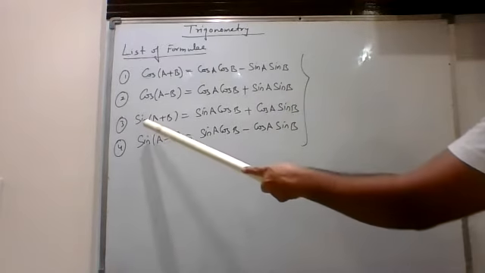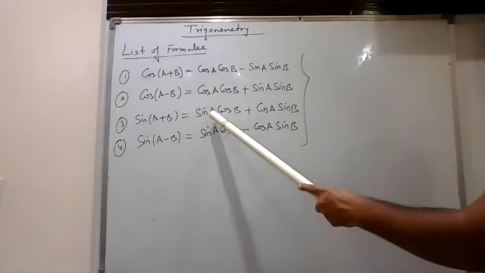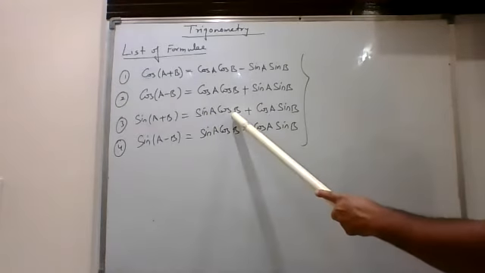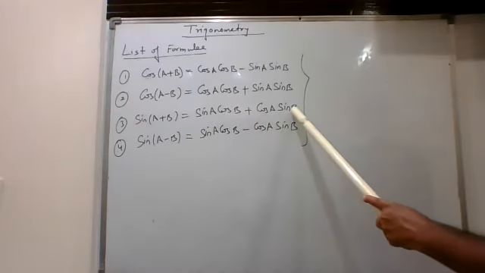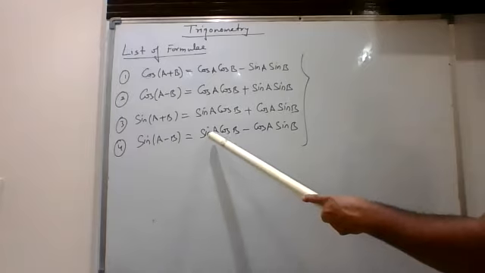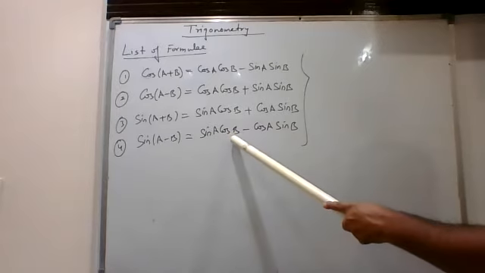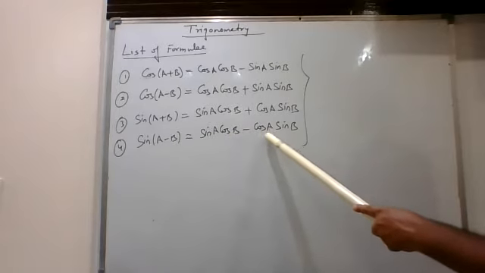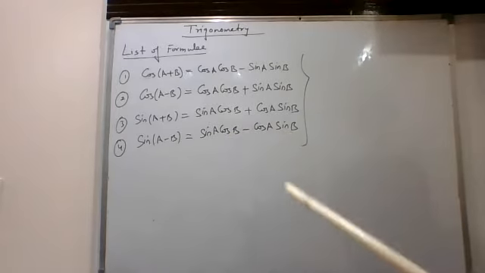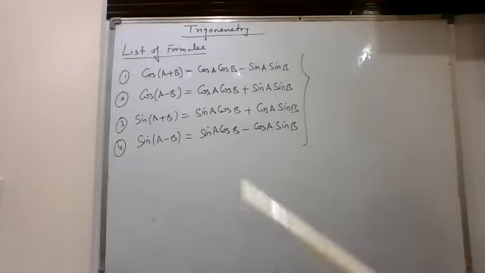Then we have sin(A+B). It is sin A cos B plus cos A sin B. Then sin(A−B) is sin A cos B minus cos A sin B. So somehow you have to learn these four formulas.